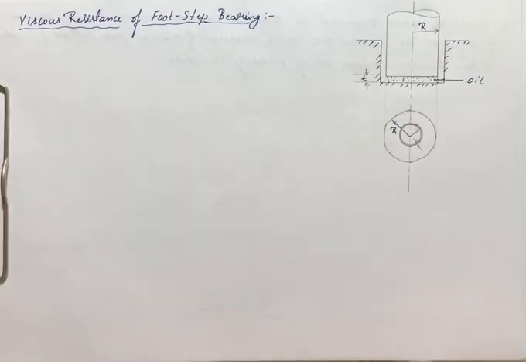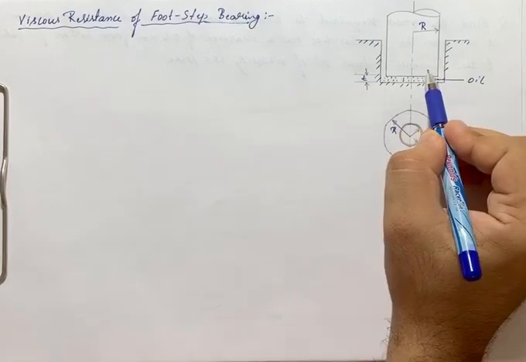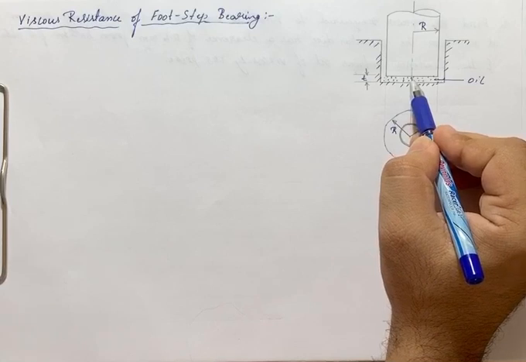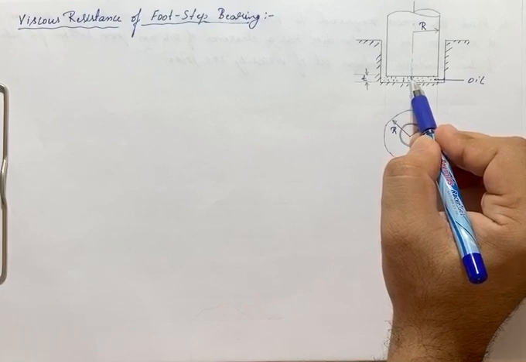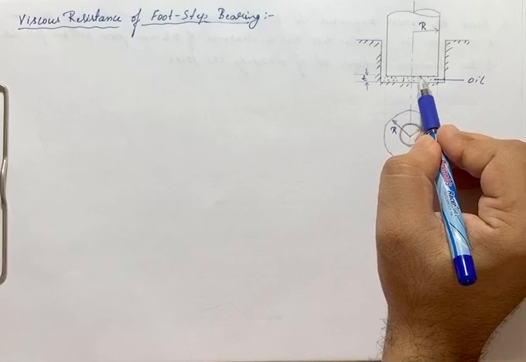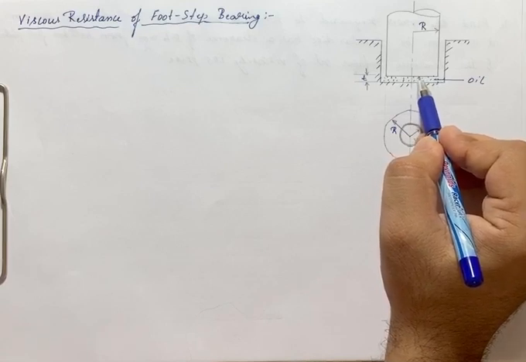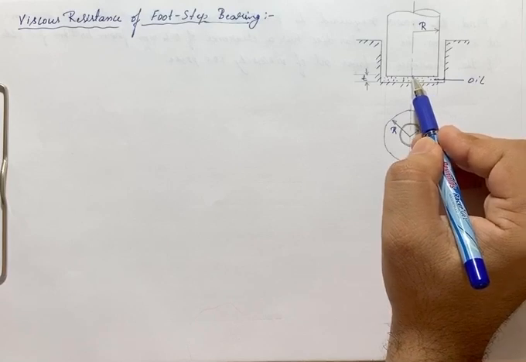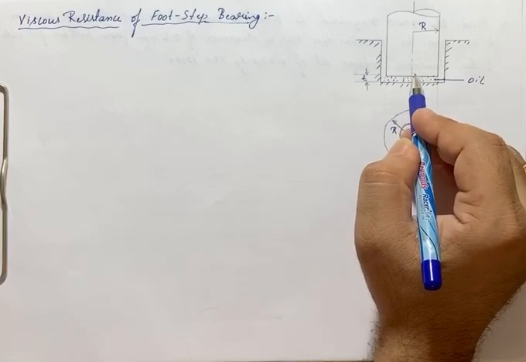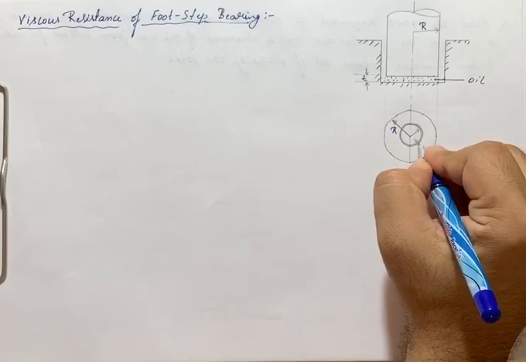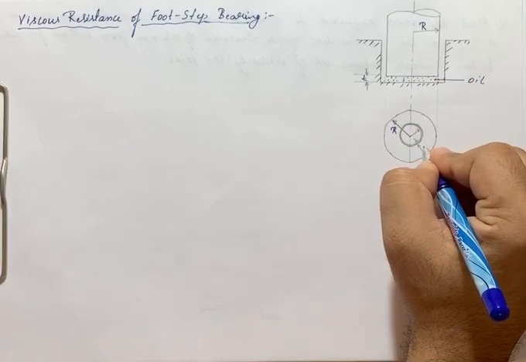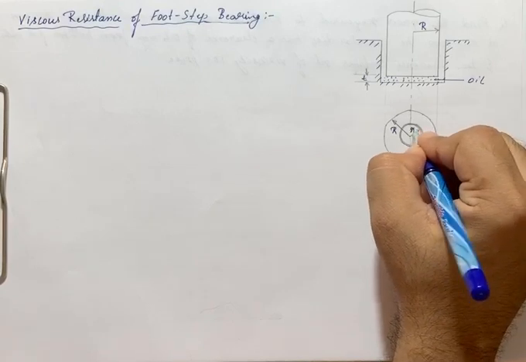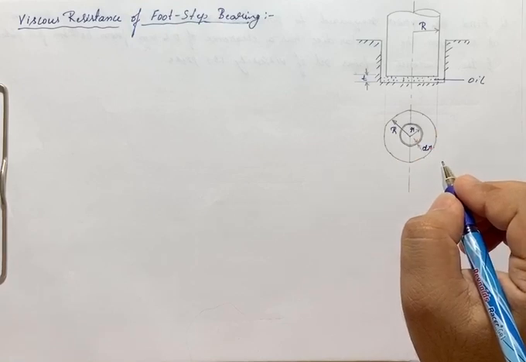Now, in a footstep bearing, between the shaft and the bearing, the oil film is there, but in this case, the radius of the surface of the shaft in contact with oil is not constant, as in the case of a journal bearing. Hence, the viscous resistance of the footstep is calculated using an elemental area having thickness dr, at a distance small r from the center.